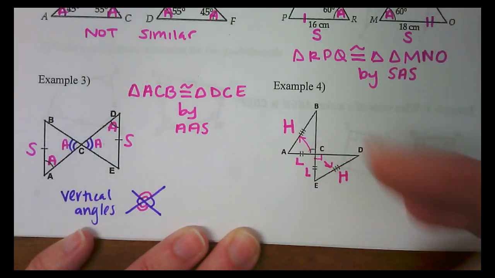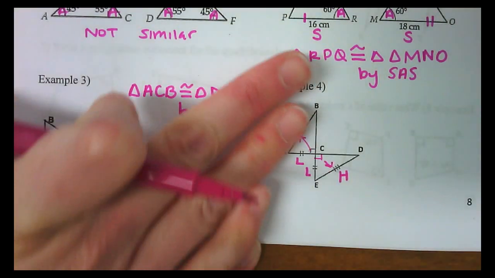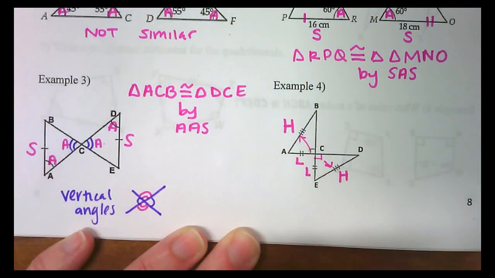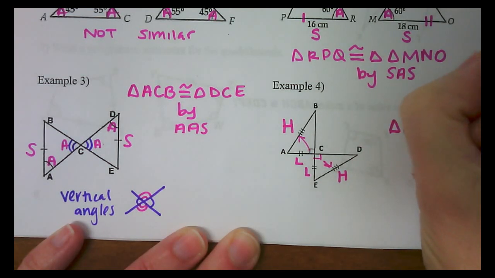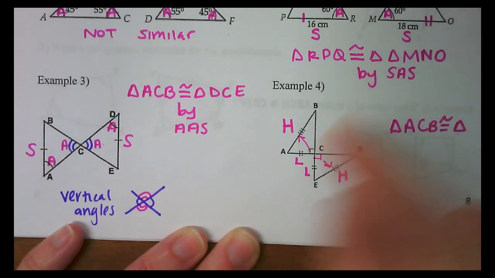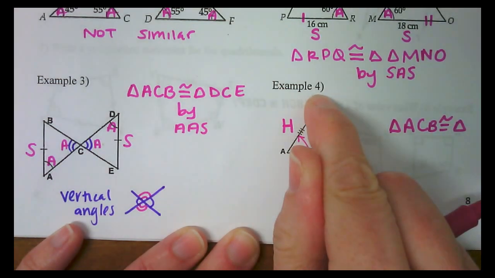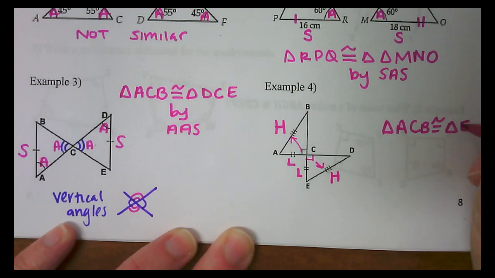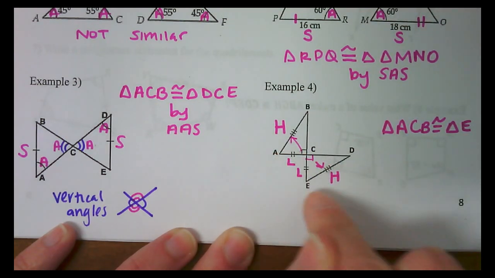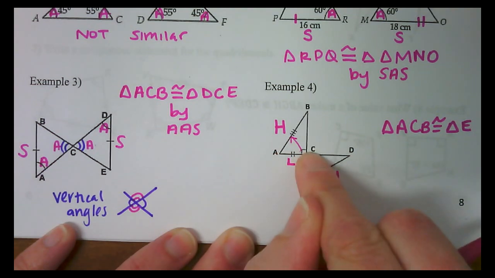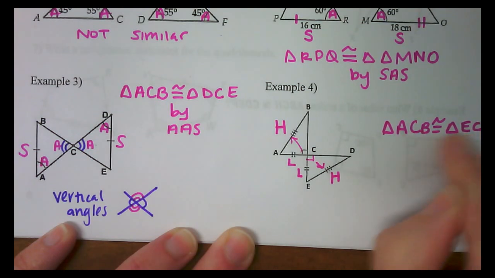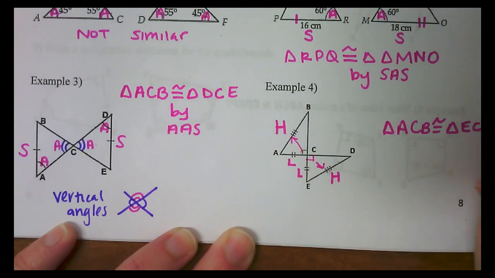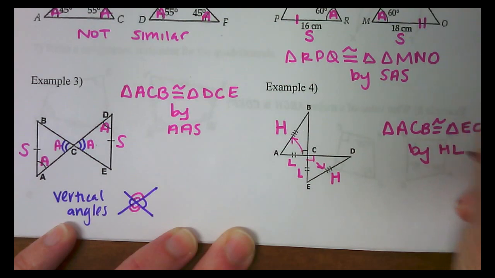So in this triangle, we have HL, and in this triangle, we have HL. That's one of our reasons up at the top. So we have to put our letters in order. So if I said triangle ACB, ACB means in this one, I'd want to start with E because I want to trace over the leg that's marked the same way. So EC, the middle letter is my right angle, and then it would go D. And our reason would be HL.